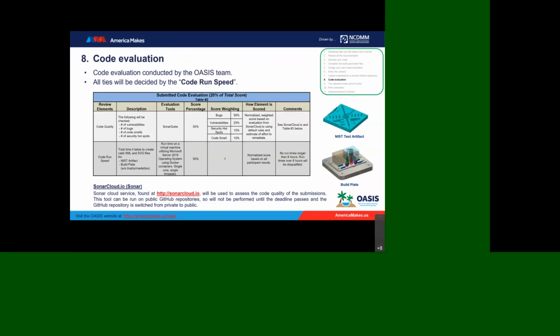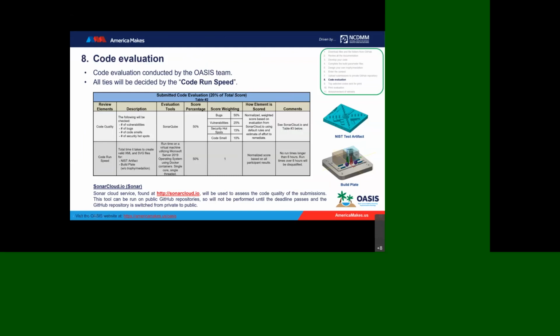The code run speed is going to be the total time it takes to create a valid XML and SVG files for the NIST artifact and a build plate. This does not include your trophy or medallion. We will not have that in there. The runtime on the virtual machine using the Microsoft Server 2019 operating system with the Docker containers. Again, single core, single threaded. This is 50% of the score. Runtimes longer than 6 hours will be disqualified. So make sure that your runtimes are less than 6 hours.